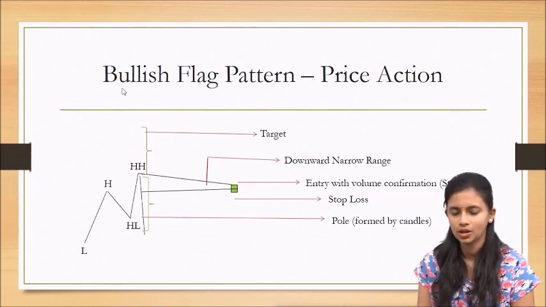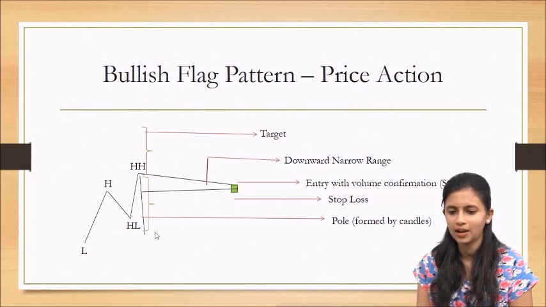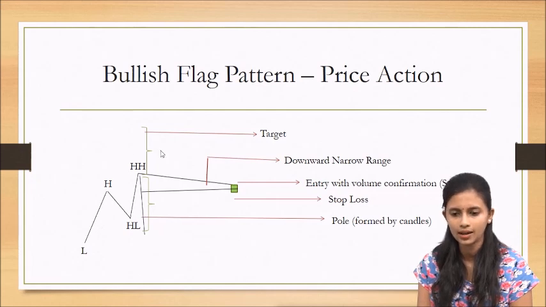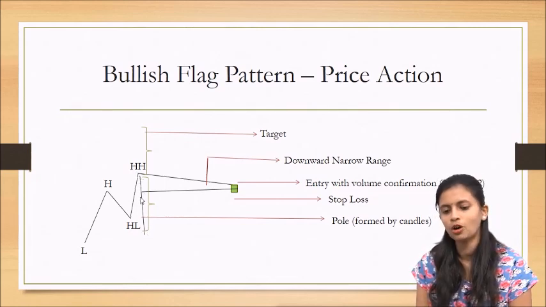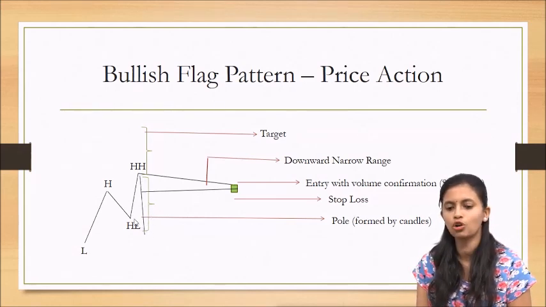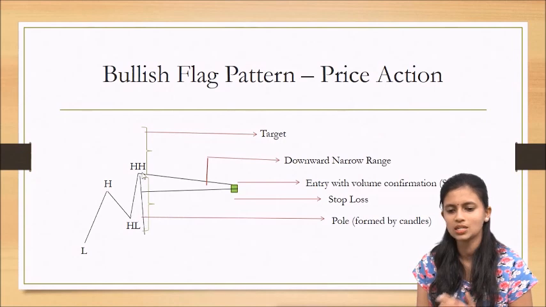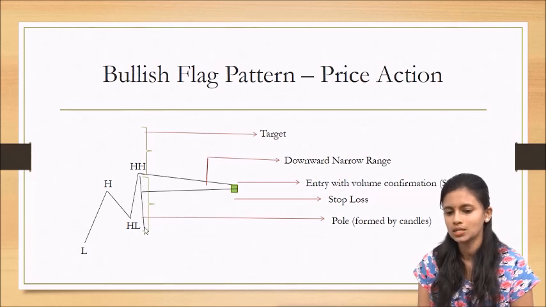So here you can see it looks something like a flag, right? For the bullish flag pattern, you should again have this confirmation, that is low, high, higher low, higher high. Then you can say the stock is making an uptrend. Then there has to be a pole. Now this pole can be formed either by a single candle or by many candles, but make sure that between these candles there should not be any swing. Okay, if there is any swing, then it cannot be considered as a pole.